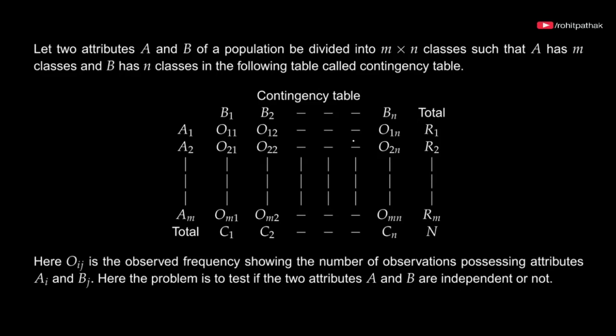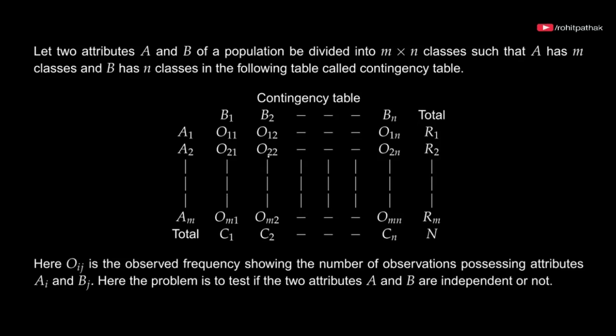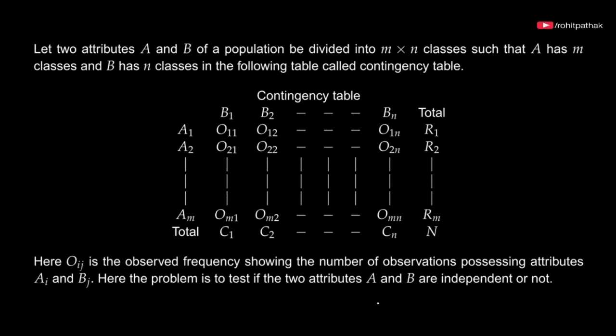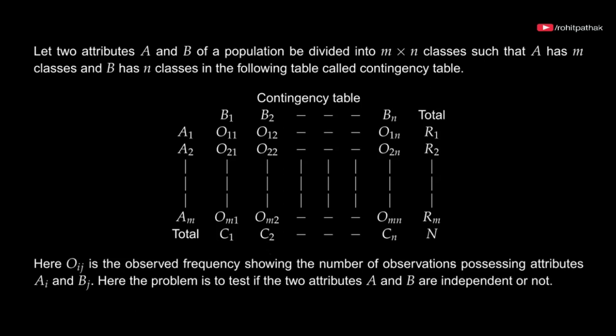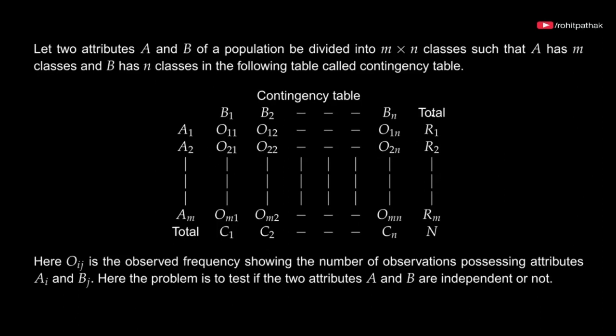So in such table where the data has been divided into various classes according to two different attributes A and B, we have to test if the two attributes A and B are independent or not. So here in this table, R1 is the total of first row, R2 is the total of second row, and so on. Similarly, C1 is the total of first column, C2 is the total of second column, and so on. So here R1 means the total number of observations having attribute A1. Similarly, R2 is the total number of observations having attribute A2, and so on. Similarly, C1 is the total number of observations having the attribute B1, and so on.